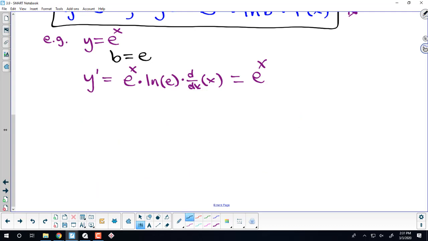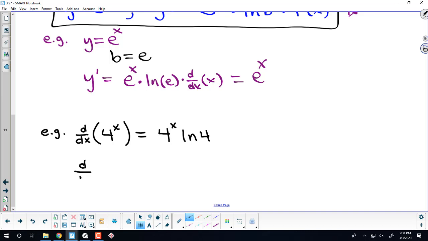Okay, just 1 or 2 more examples here. If we were asked to take the derivative of 4 to the x, we would say the derivative is 4 to the x times the natural log of 4. And these types are the most basic ones. The derivative of 1.7 to the power of x would be 1.7 to the power of x times the natural log of 1.7.